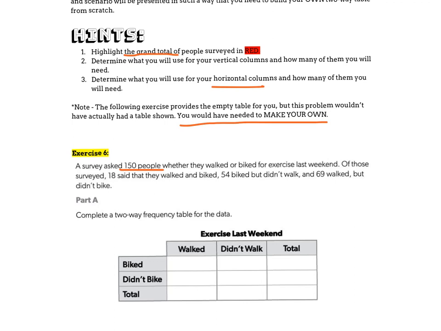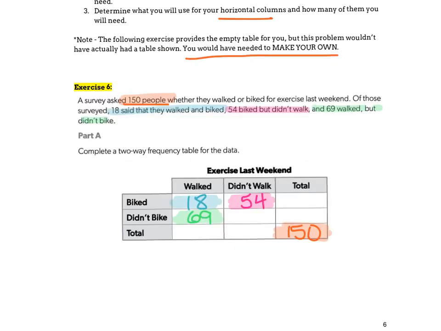So here in this exercise, I'm just going to read it to you and then recommend you pause the video. A survey asked 150 people whether they walked or biked for exercise last weekend. Of the surveyed, 18 said they walked and biked, 54 biked but didn't walk, 69 walked but didn't bike. Complete the two-way frequency table for the data. All right, so go ahead and pause this video and work on this table.